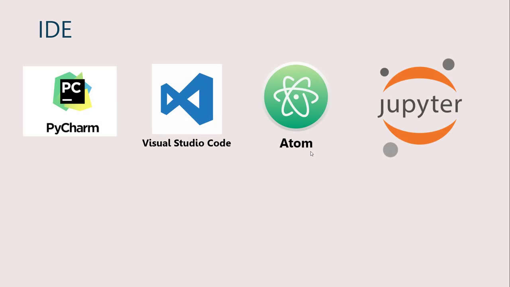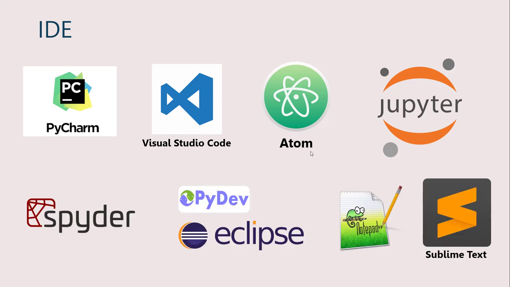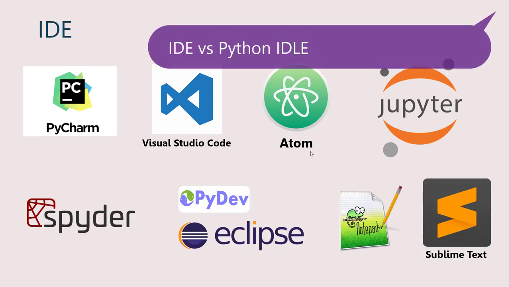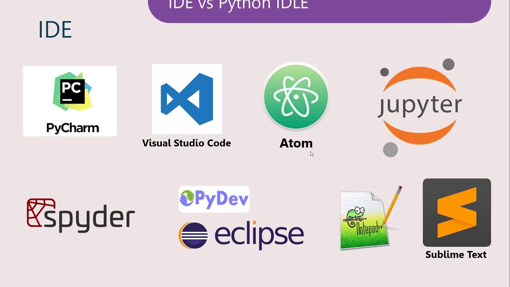As we discussed in the previous lesson, there are different IDEs for Python. IDE stands for Integrated Development Environment, and we have PyCharm, Visual Studio Code, Atom, Jupyter, Spyder, PyDev for Eclipse, Notepad++, Sublime Text, and many more. We discussed these IDEs in detail in the last lesson. Now in this lesson, we're going to see how we can install Jupyter Notebook.